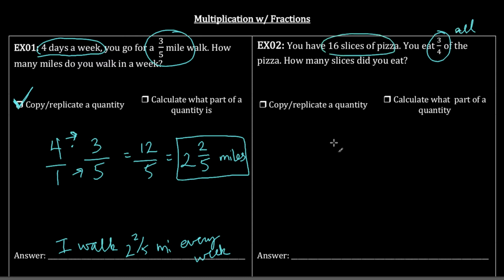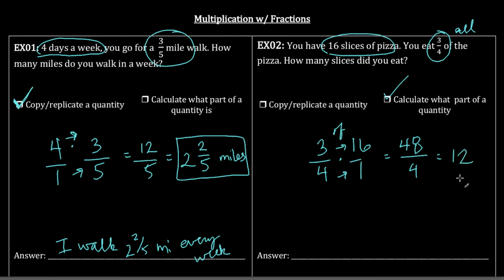So here's all the pizza. We ate 3/4 of it. We're not copying anything. You are trying to figure out how much 3/4 is of 16. We're calculating a part. We're trying to figure out how much 3/4 of 16 slices is. So we are multiplying 3/4 times 16. We want 3/4 of 16 slices. So we multiply across. We get 48 over 4. How many wholes? Oh, that's easy. You can make 12 wholes. So the unit is slices.